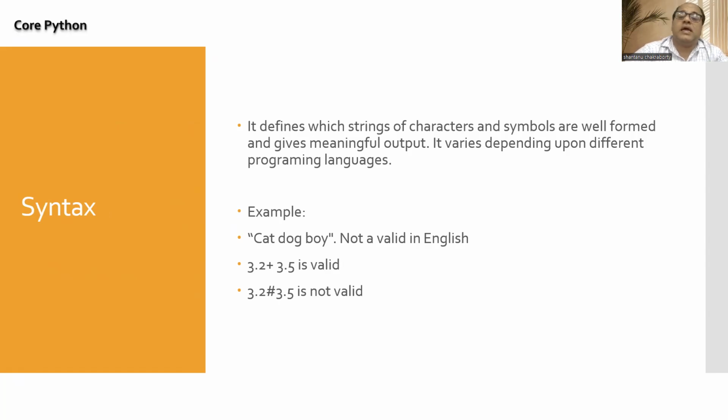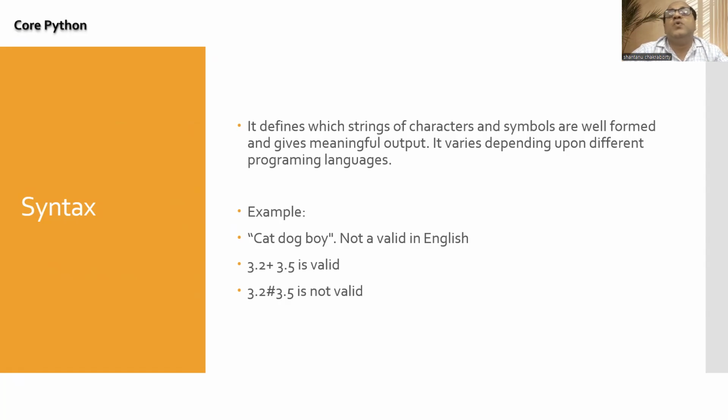Then comes the syntax. So it defines which strings, characters and symbols give a meaningful output. So we use various keywords. The keywords in a programming language can be a variable, a string, a character, or your identifiers, that is, the name of a variable or a function that you provide. So there are various keywords that we are using.